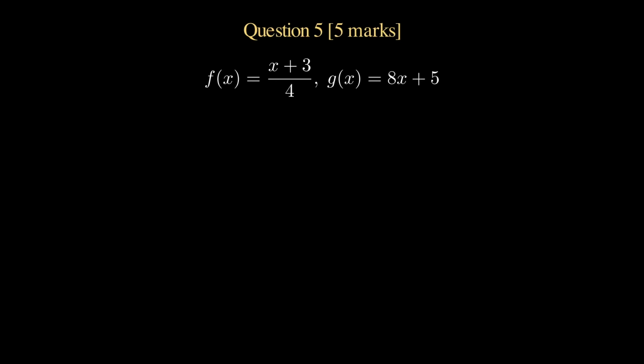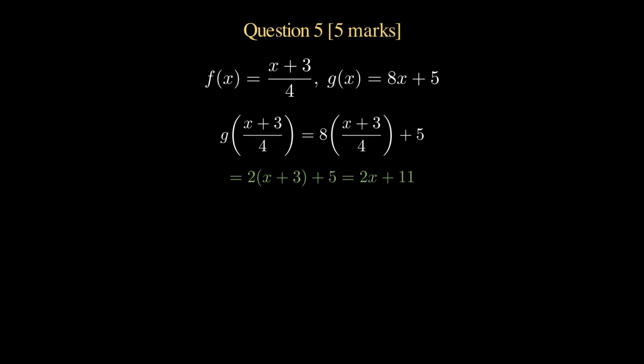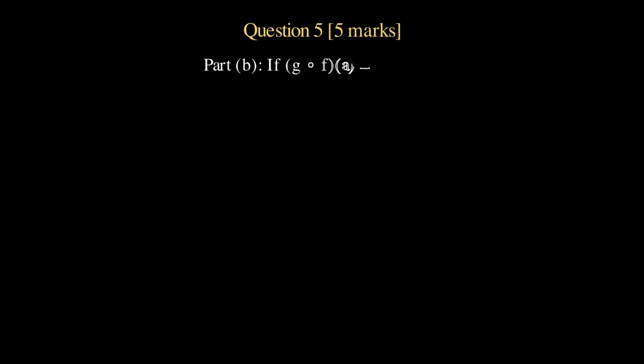Let f of x equal (x+3)/4, and g of x equal 8x plus 5. Part A. Find g composed with f of x. Substituting (x+3)/4 into g of x and simplifying gives 2x plus 11. Part B. If g composed with f of a equals 19, find a. 2a plus 11 equals 19, so a equals 4.